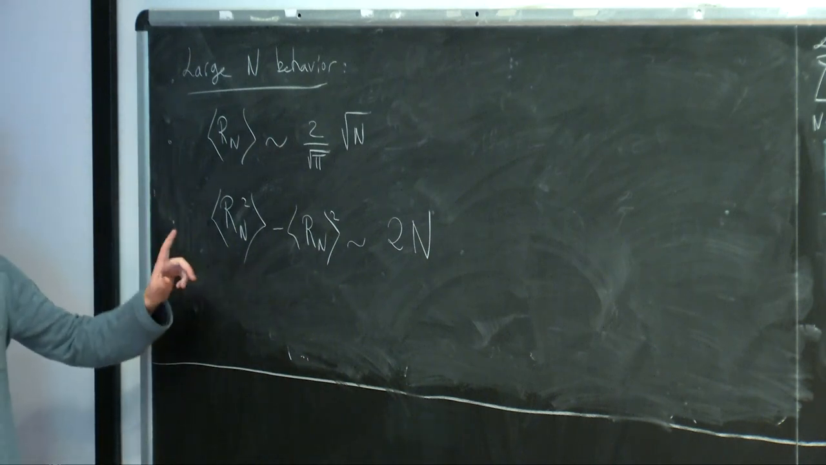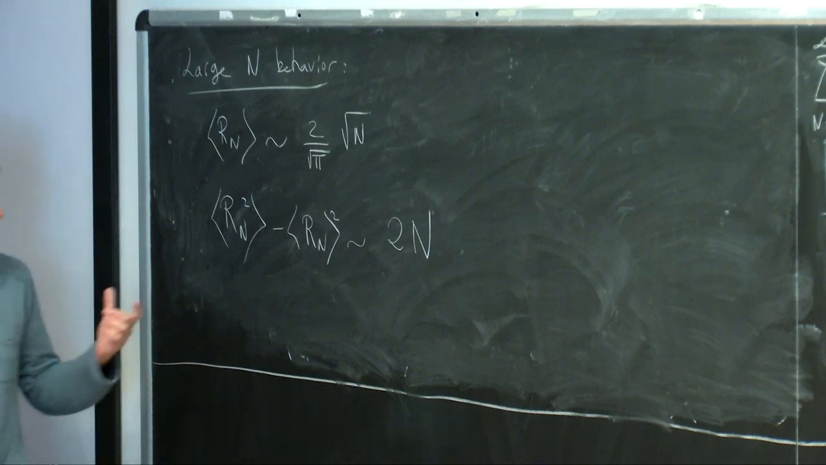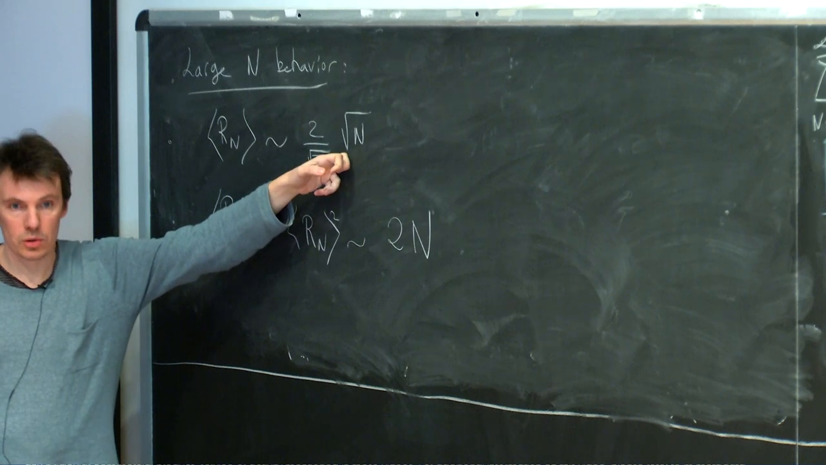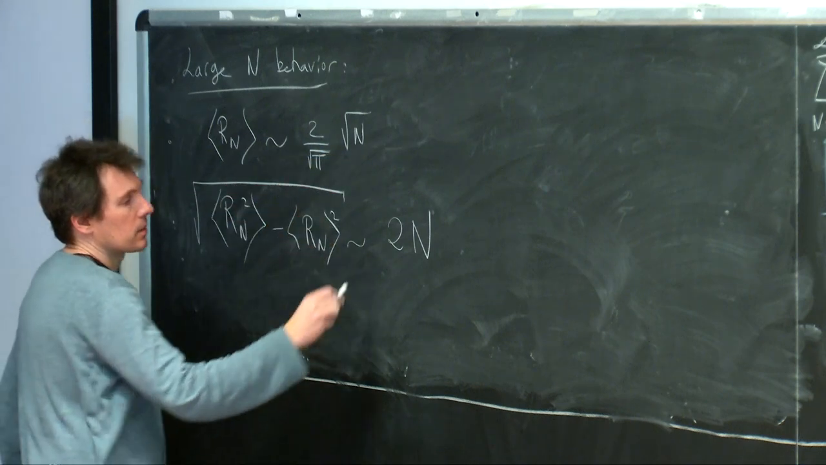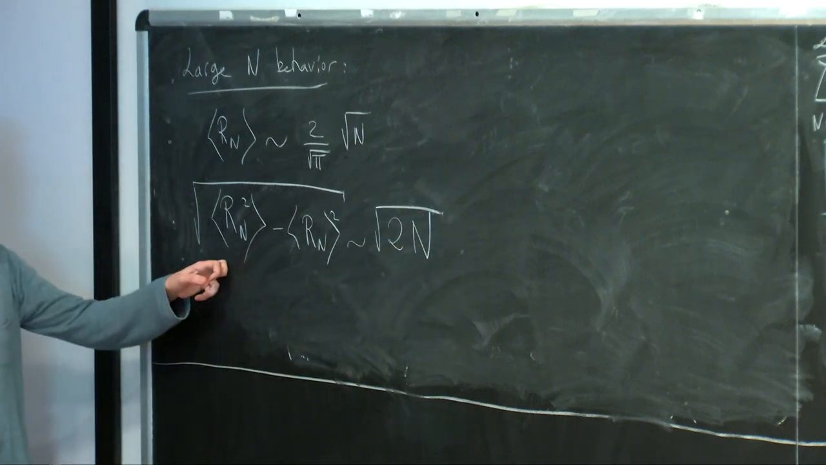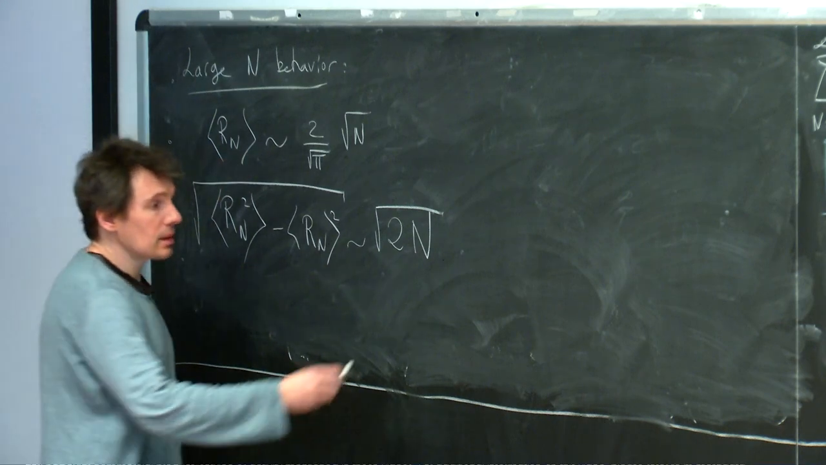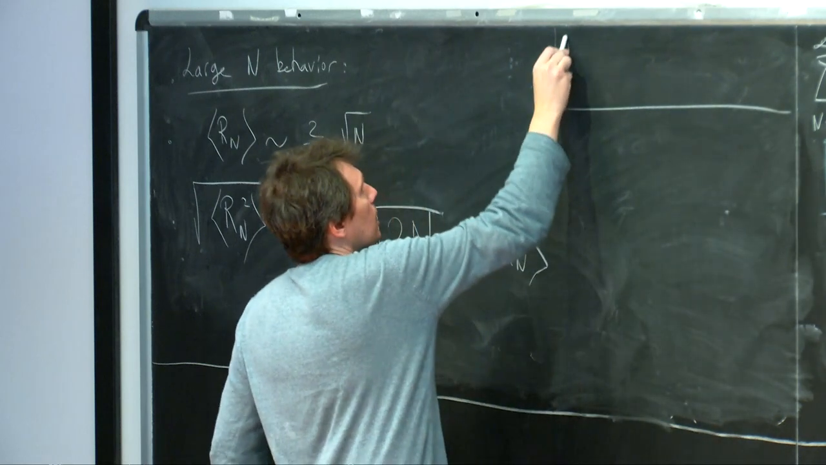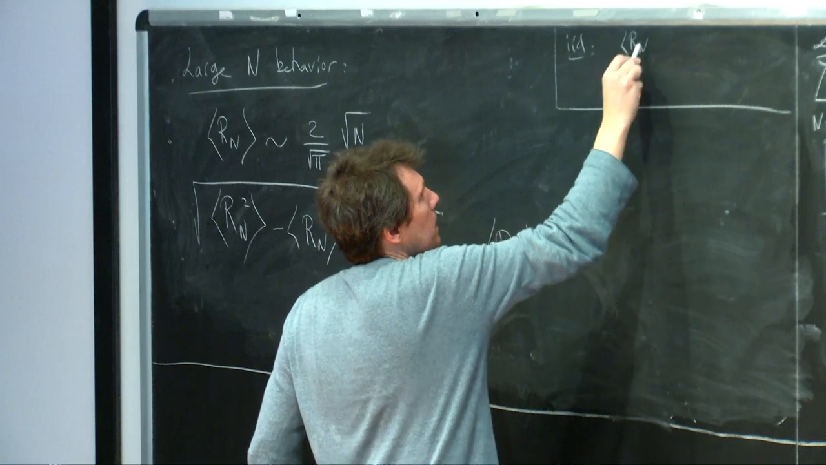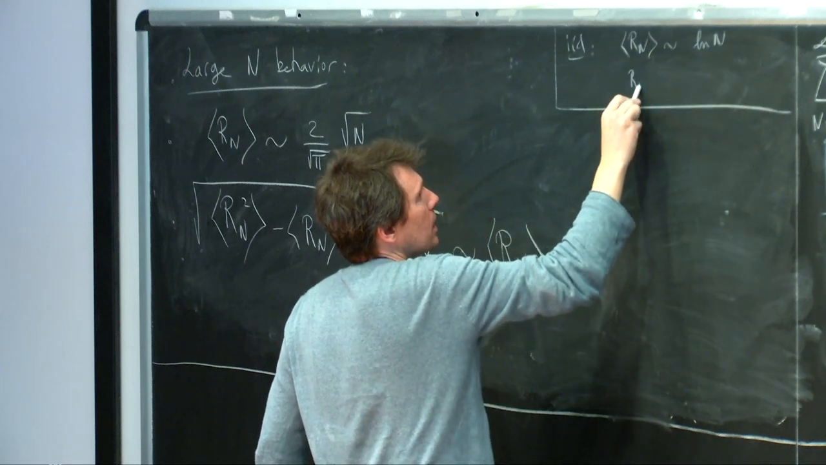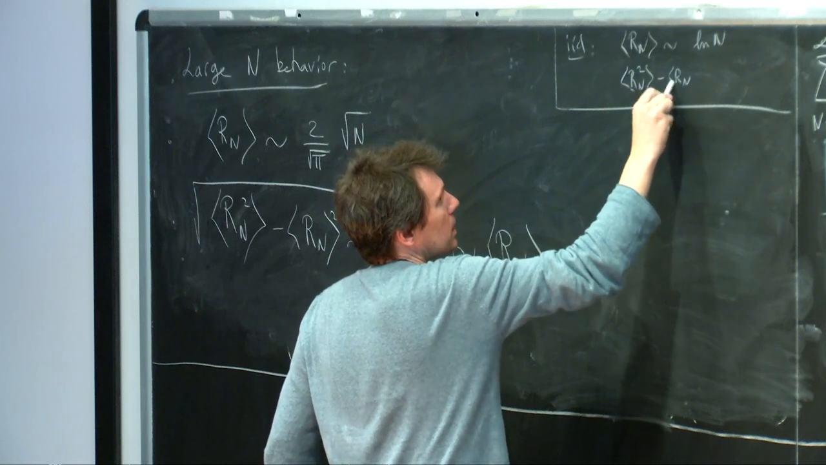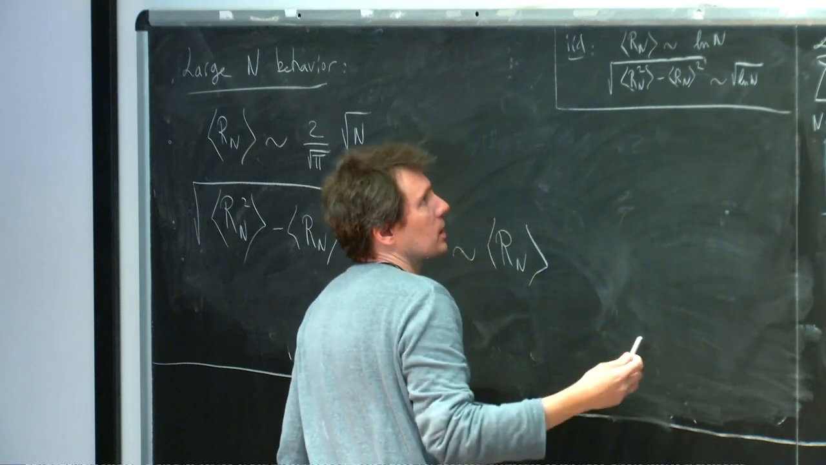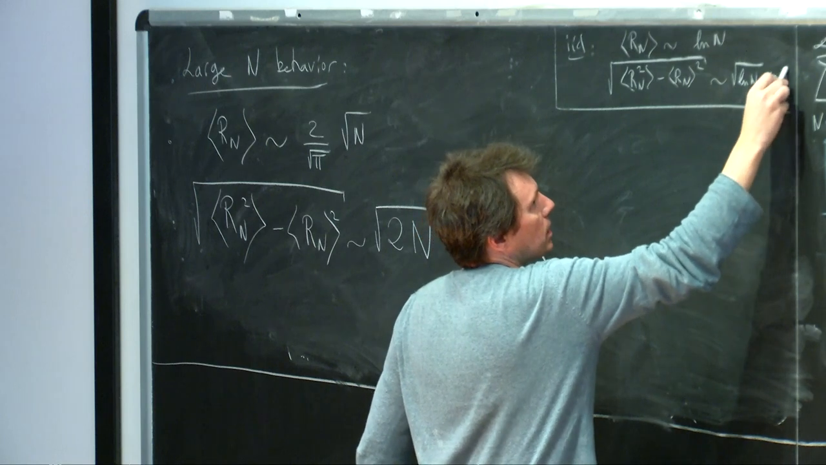What you see is that in this case, and that's really at variance with what we observed for IID random variables, the typical fluctuation is of order square root of n, which is of the same order as the mean. That's quite different from the IID case, because you remember that for IID we had Rn, which was log n, and the variance, Rn squared minus Rn squared, which was also log n. So the fluctuation would be square root of log n, which is much smaller than Rn itself.